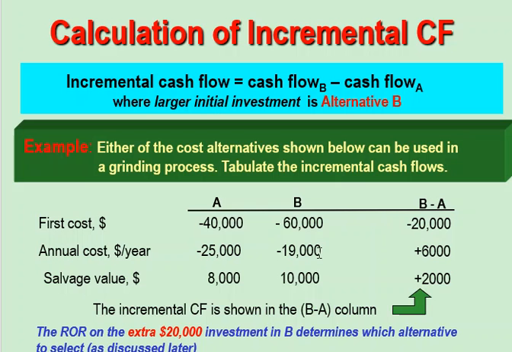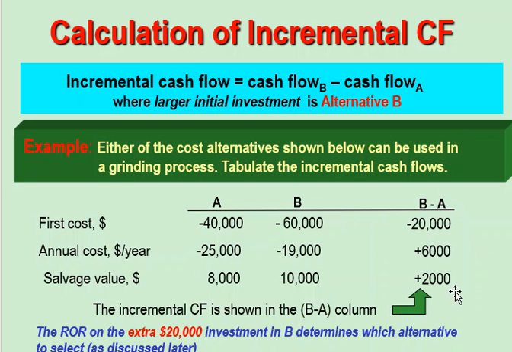Same thing with this. We have negative 19 minus 25. That means negative 19 plus 25. We get 6,000. Same thing here: 10,000 minus 8. This is straightforward, so it's 2,000.